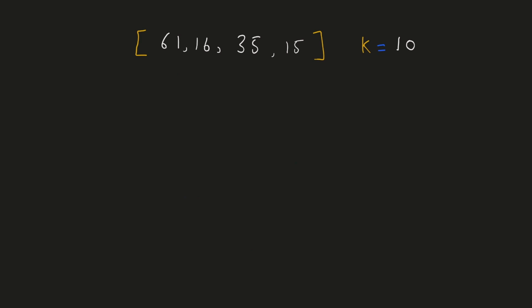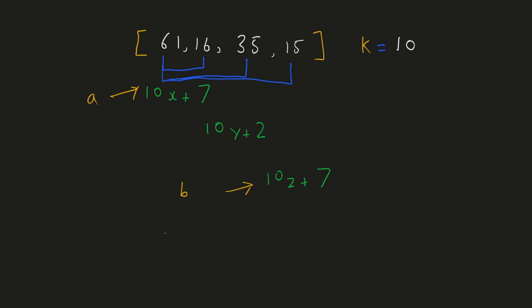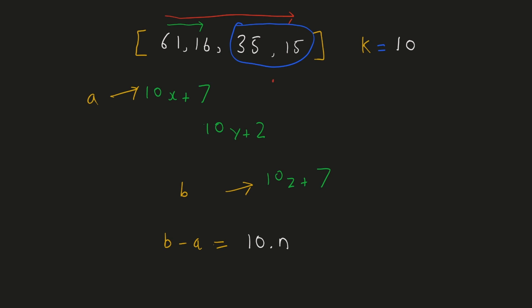Let's look at this example. The sum of the subarray 61, 16 is 77. Hence, it could be written as 10x plus 7. The sum of this subarray is 112, hence it could be written as 10y plus 2. And the sum of this subarray is 117, hence it could be written as 10z plus 7. If we look at the sum of these two subarrays, we can notice that the difference in their sums is a multiple of 10 because 7 will get cancelled out. The bigger subarray includes these elements and the smaller one includes these. The difference in the sum comes from these two elements 35 and 15. Hence, the sum of 35 and 15 should be a multiple of 10.